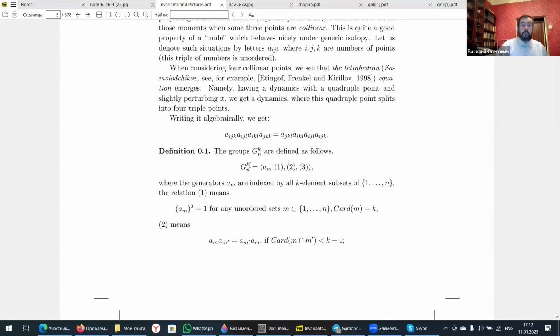Okay, so for k equals 3, the main relation looks as follows. So we have 4 indices, i, j, k, l. Well, excuse me for using k as a number and an index. And then the relation looks as follows. So we take ijk, ijl, ikl, jkl, which equals jkl, ikl, ijl, ijk. So this is the main relation in GN3. And similarly, you can have relations in GN4, which will have length 5.